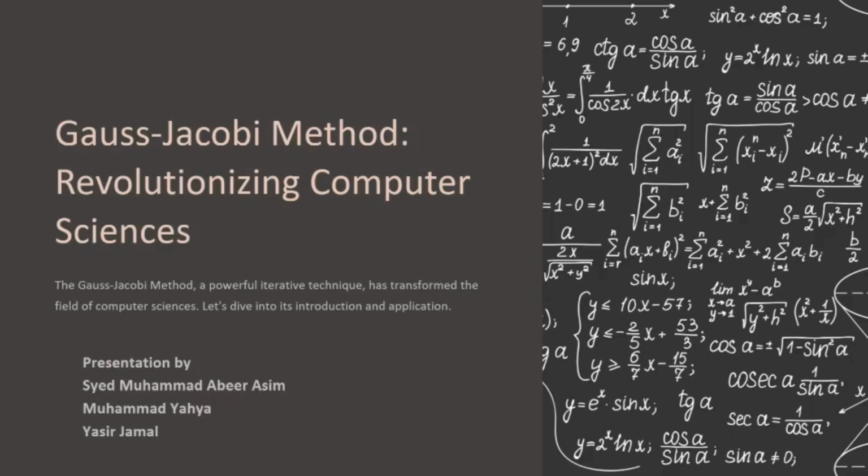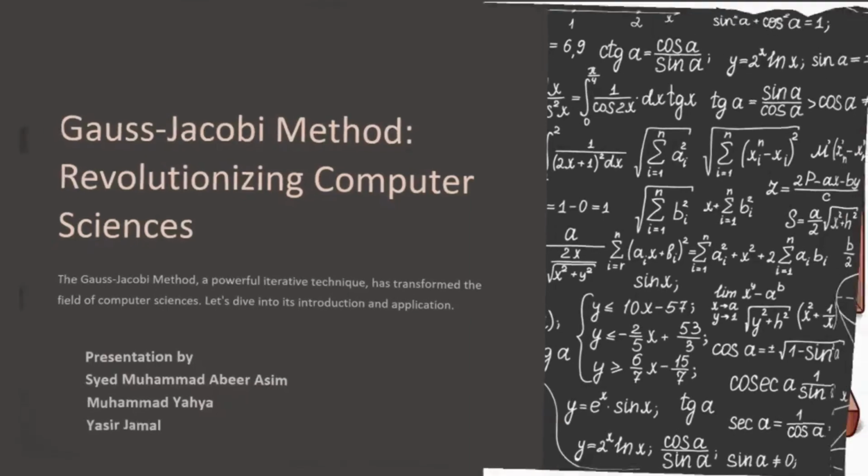Assalamu alaikum everyone. Today our topic is Gauss Jacobi method in computer sciences. First of all, I will introduce the topic. The Gauss Jacobi method is a powerful iterative technique that has transformed the field of computer sciences. Now, let's dive into its application and the introduction. Now, moving towards the next slide.